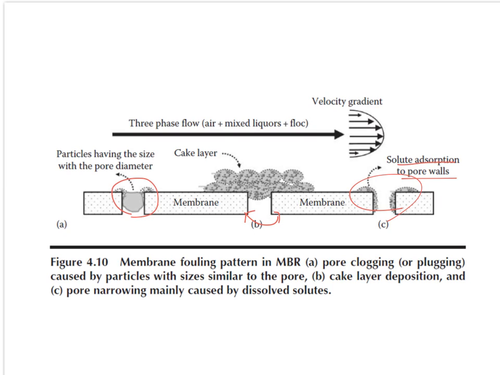And in MBR systems, we have three-phase flows: air, mixed liquor, and microbial flocs, and their distribution is determined by the hydrodynamic conditions given by the membrane modules, aeration, and feed water supply.